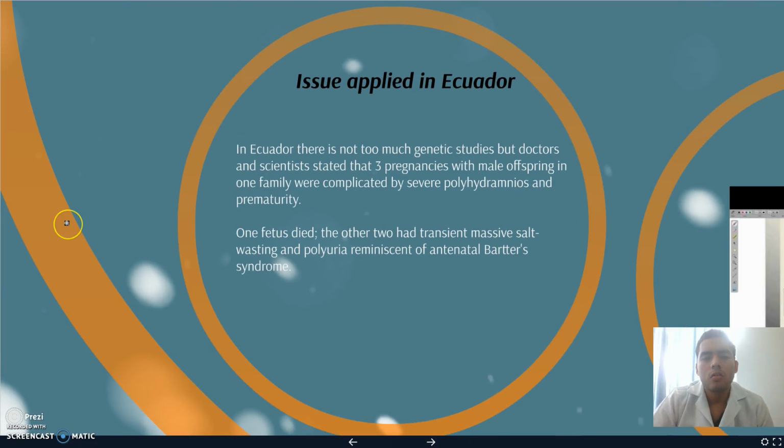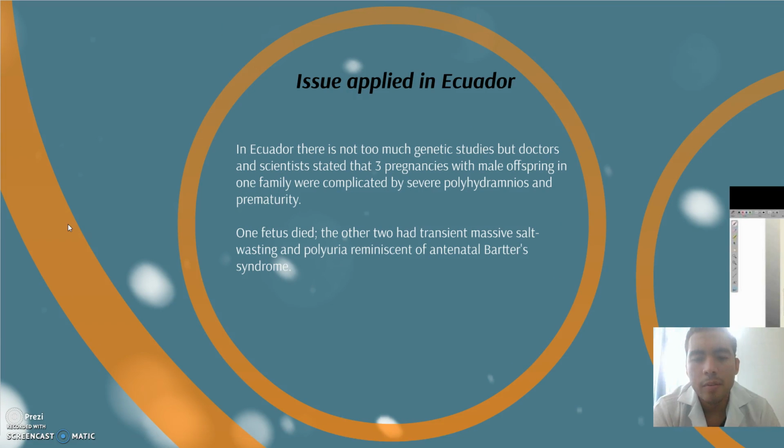In Ecuador, there are not too many genetic studies, but doctors and scientists state that 3 pregnancies with male offspring in one family were complicated by severe polyhydramnios and prematurity. One fetus died, the other 2 had transient massive salt wasting and polyuria reminiscent of antenatal Bartter syndrome.